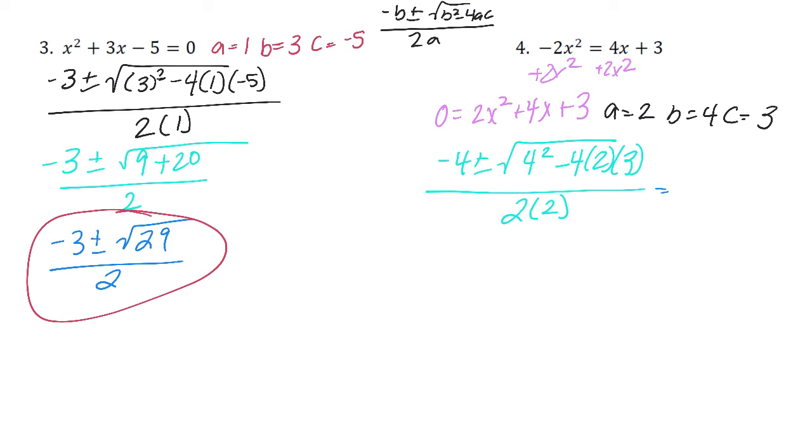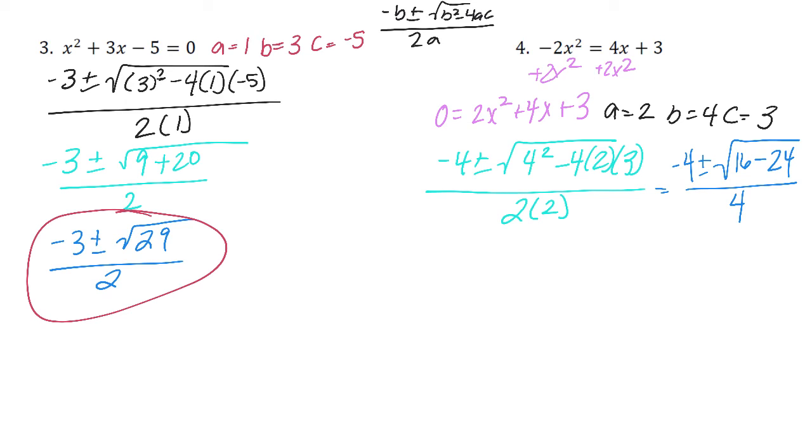So that's out here, -4 plus or minus the square root of 4 squared is 16, and -4 times 2 is -8. -8 times 3 is -24, divided by 2 times 2 is 4. Well, we're going to have a slight little difference here going on because inside that radical is actually going to be a negative. So let's talk about what's going to happen there.